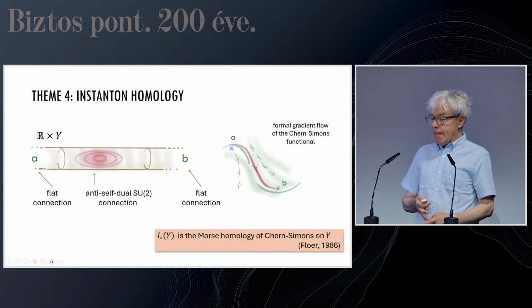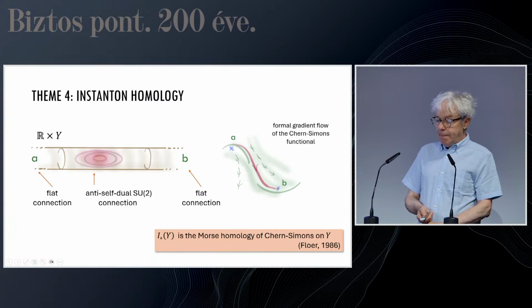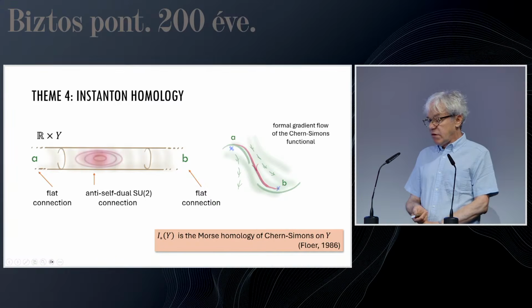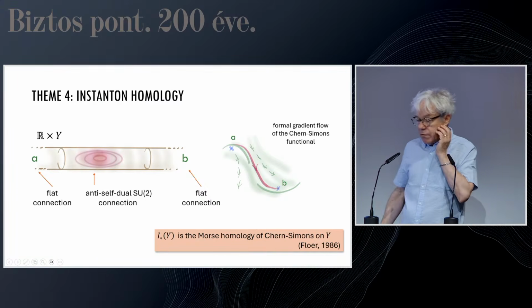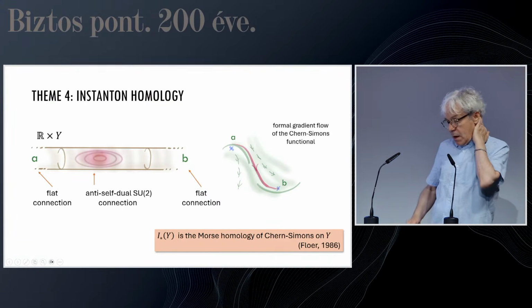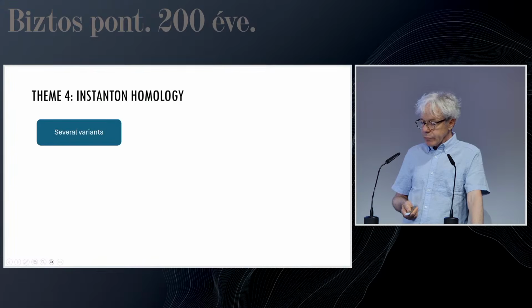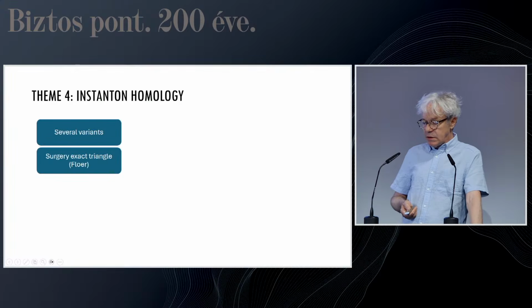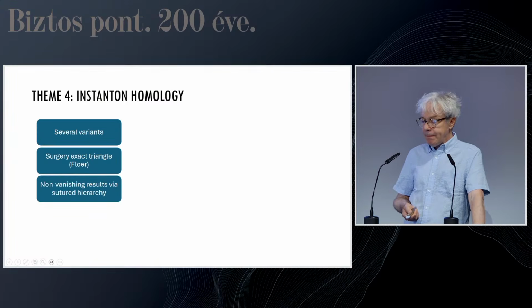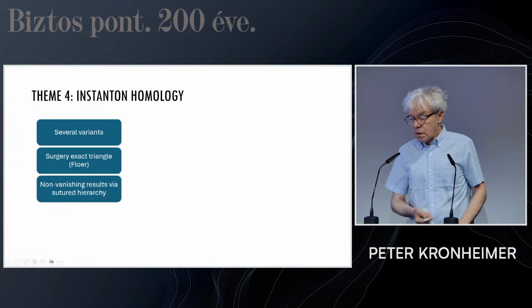And you can do Morse theory. A and B are generators of a complex, and these trajectories are the differential. This was Floer's definition of the instanton homology of Y, initially in the case of a homology 3-sphere. There are many variants of this. Floer proved a surgery exact triangle, which we heard mentioned yesterday in Peter's talk.